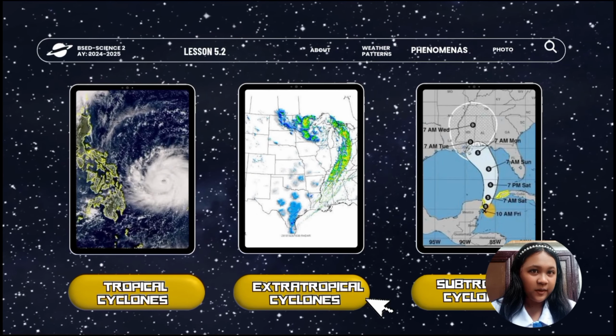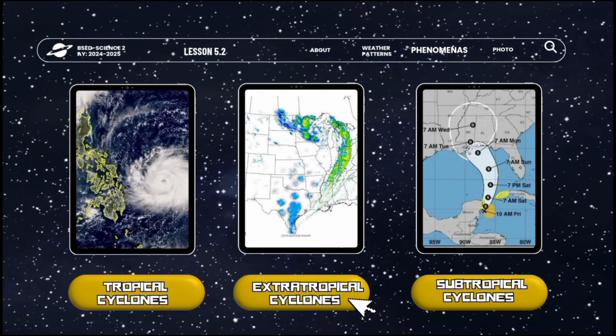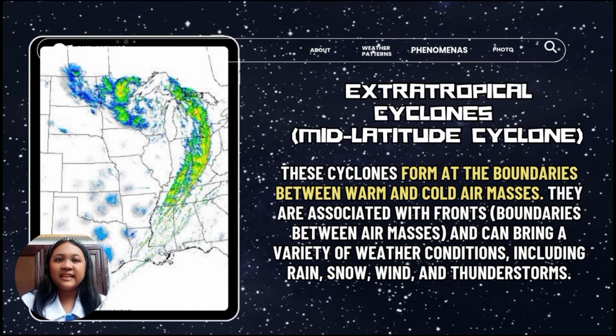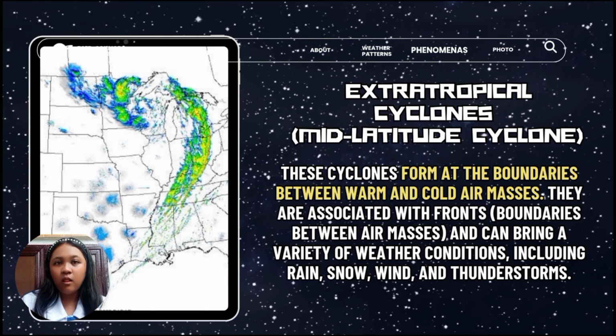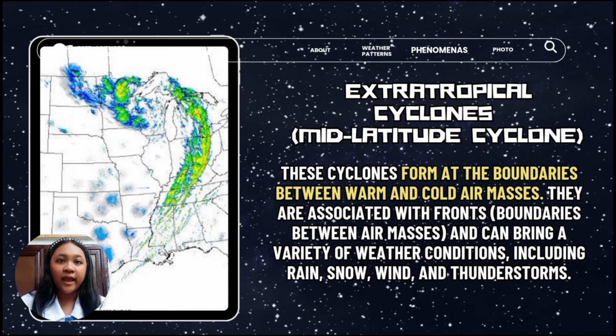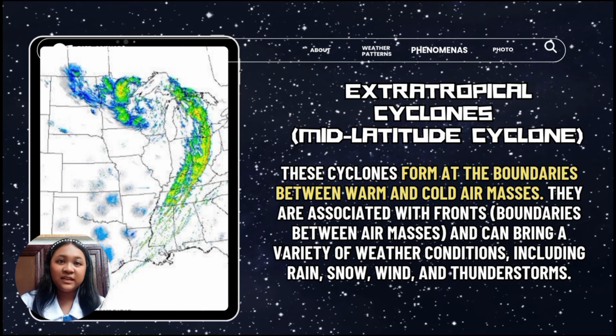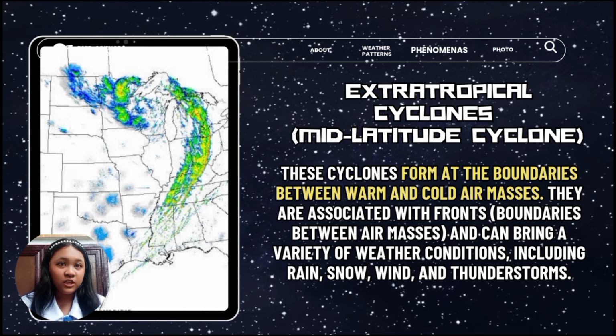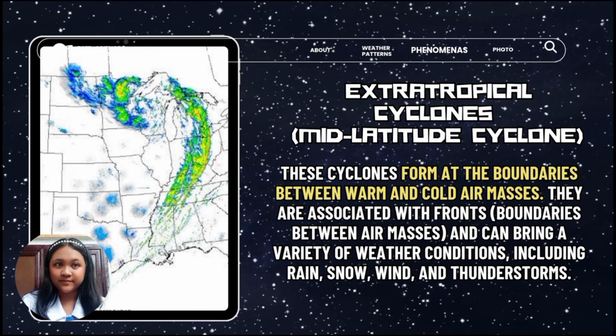Next, extratropical cyclones. These occur in mid-latitude regions, forming along fronts where cold and warm air masses meet. They can bring diverse weather, from thunderstorms to snowstorms.